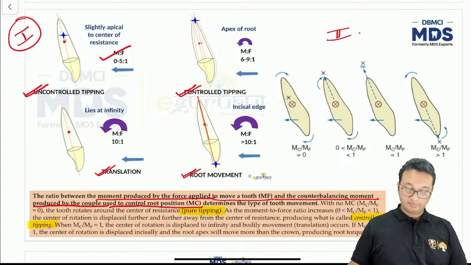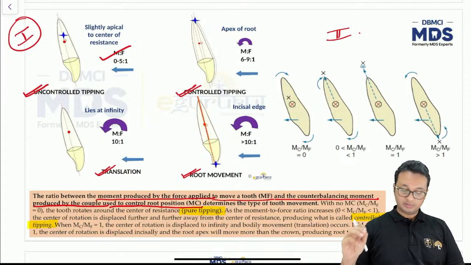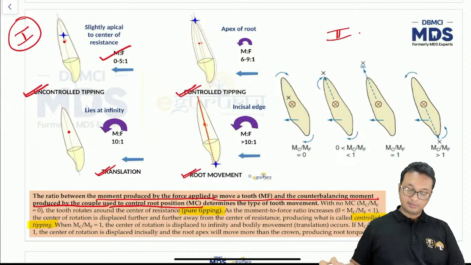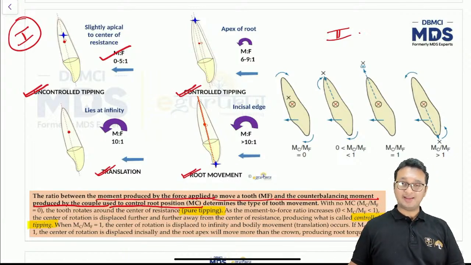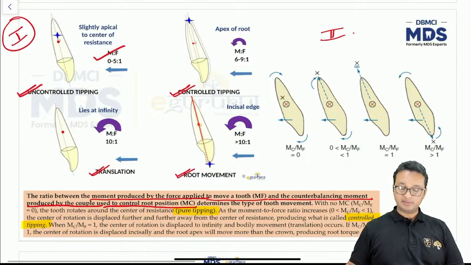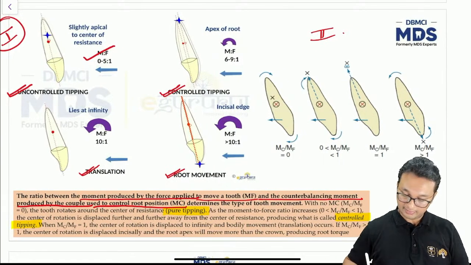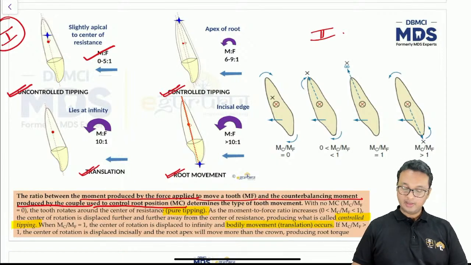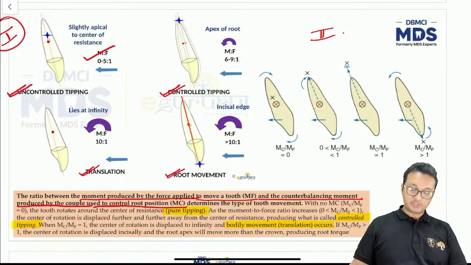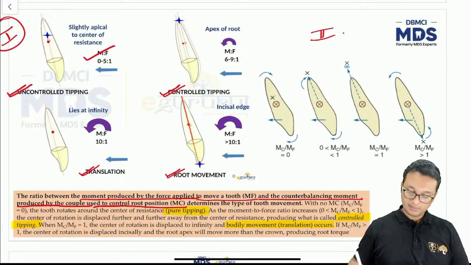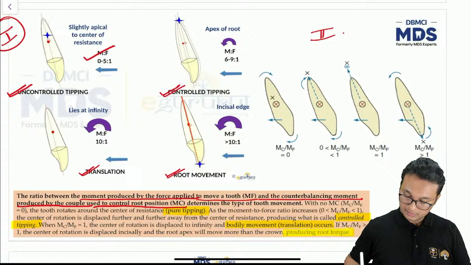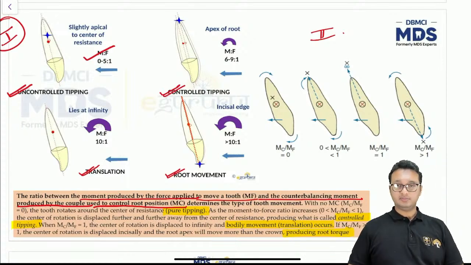Whenever the moment of couple to moment of force ratio reaches 1, the center of rotation is displaced to infinity, and the type of tooth movement obtained is called bodily movement or translation. And whenever the MC to MF ratio is more than 1, we will obtain root torque.